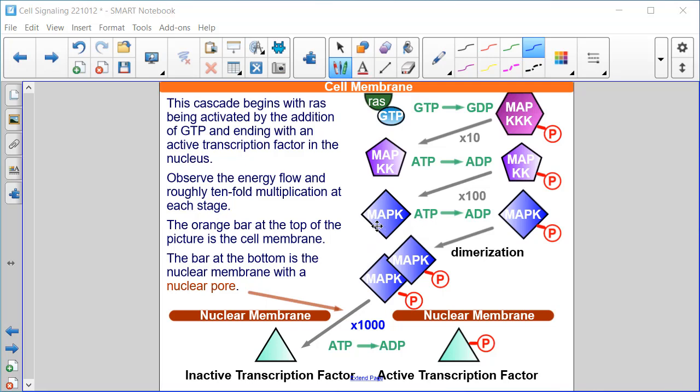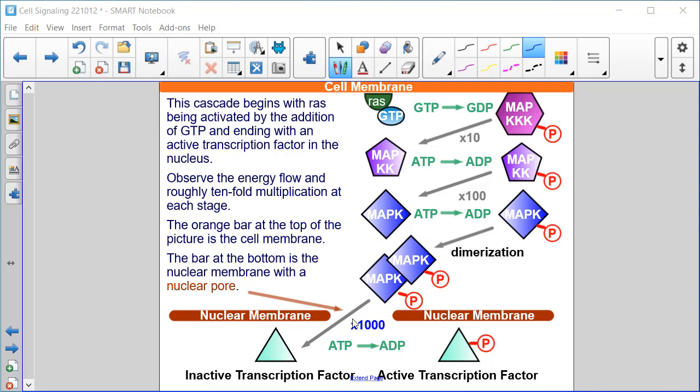Then the next step in the cascade is this MAPK. Again, it is phosphorylated from an ATP to ADP. And then we get dimerization of this activated or phosphorylated MAPK. And that's amplified another 10 times. So we have times 1,000.